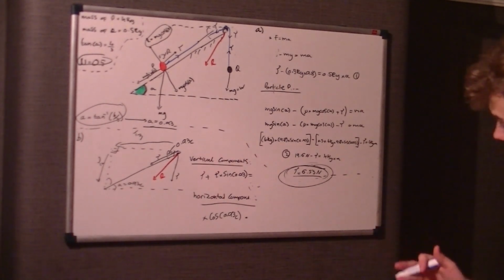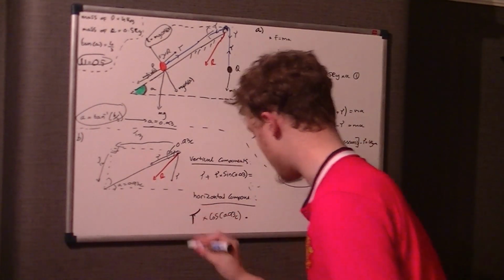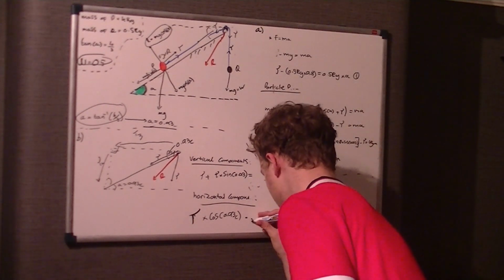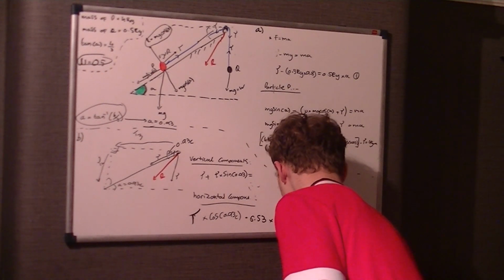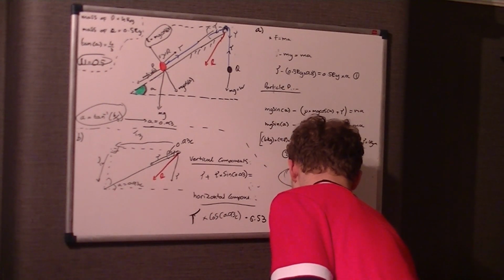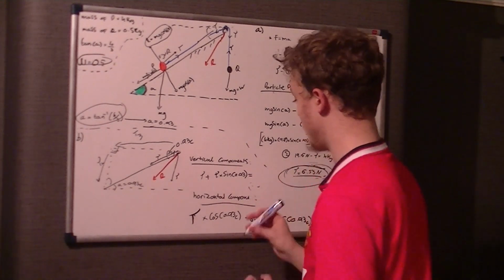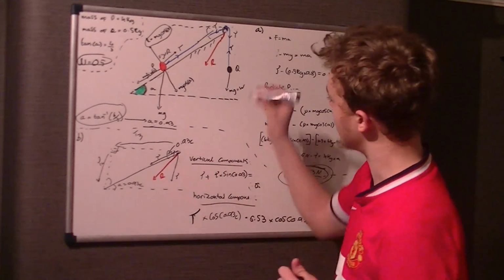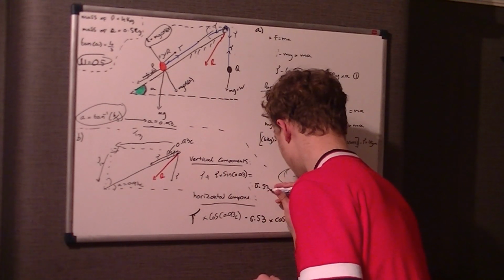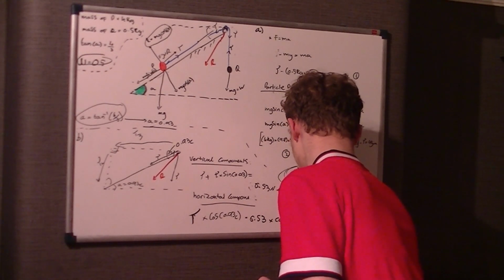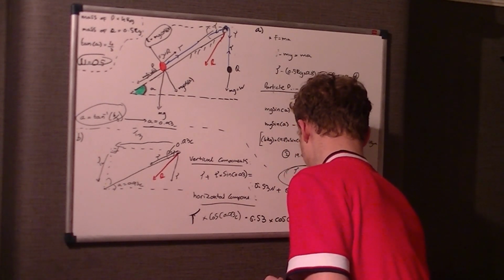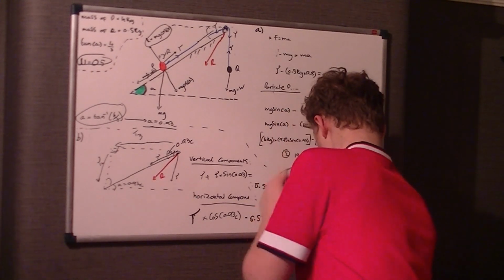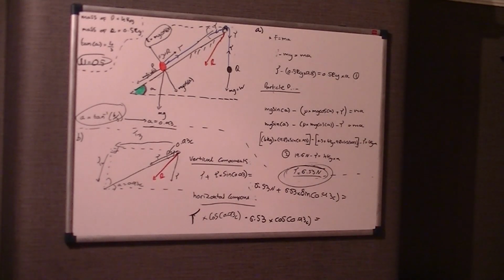Now, it's just a case of subbing in T to the two equations that we've got here. So for the horizontal, it'd be 6.53 times the cos of 0.93 radians. And for the vertical, it'd be 6.53 newtons, which would be the other part, plus 6.53 times the sine of 0.93 radians. Okay, and if you were to work them two out, you would get an answer of.